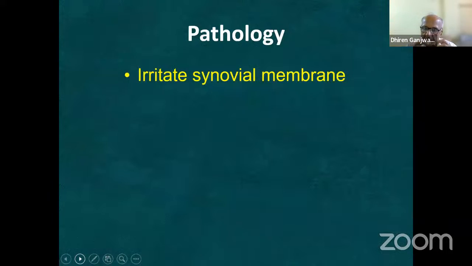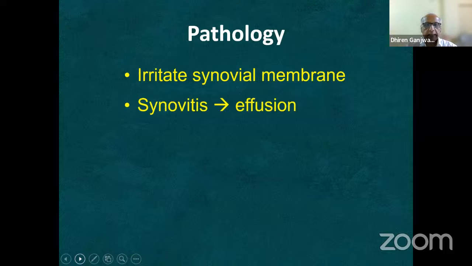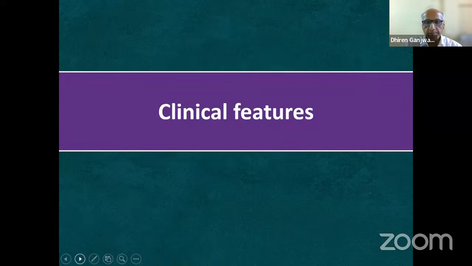Basically, it's a part which arises from the joint, but still when it comes in contact with the synovial membrane, it causes intense inflammation, and that inflammation leads to synovitis and a lot of fluid production, which cannot be absorbed, and it gets accumulated in the joint, and that's called the effusion.